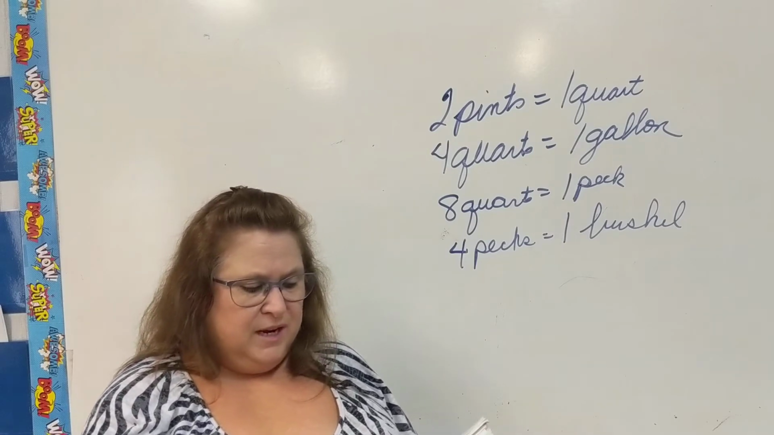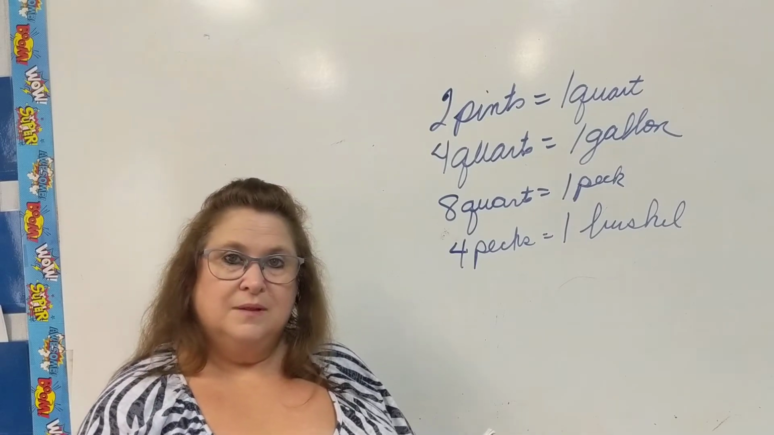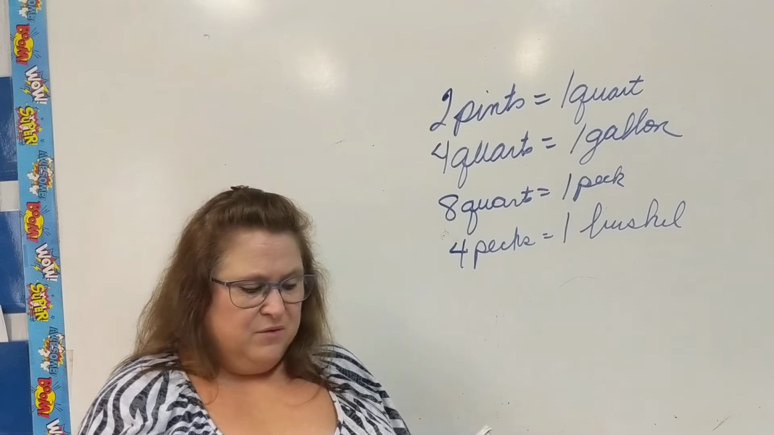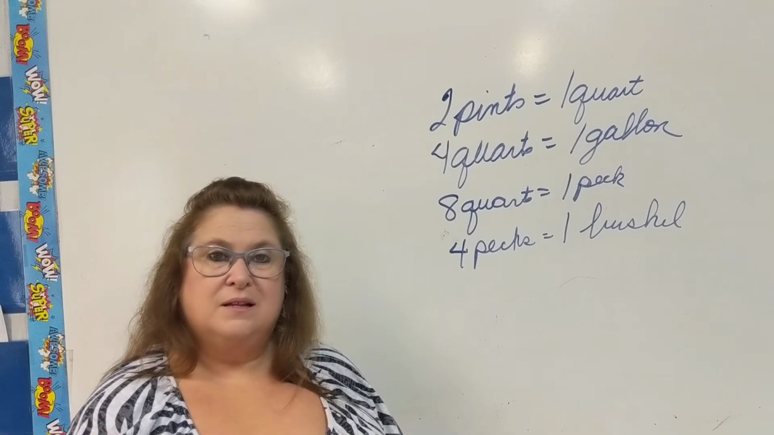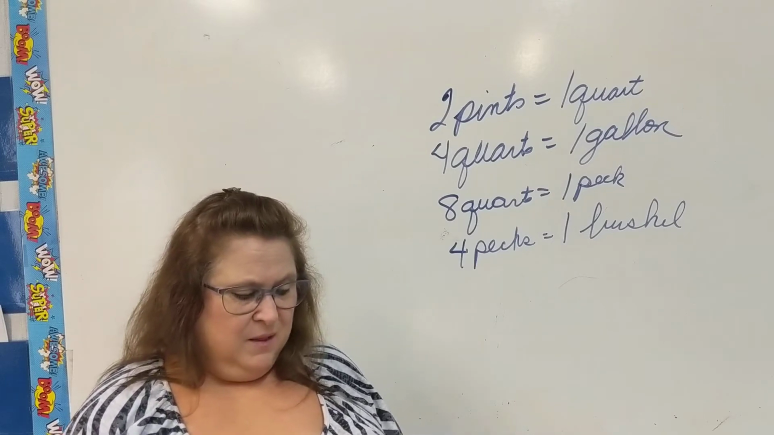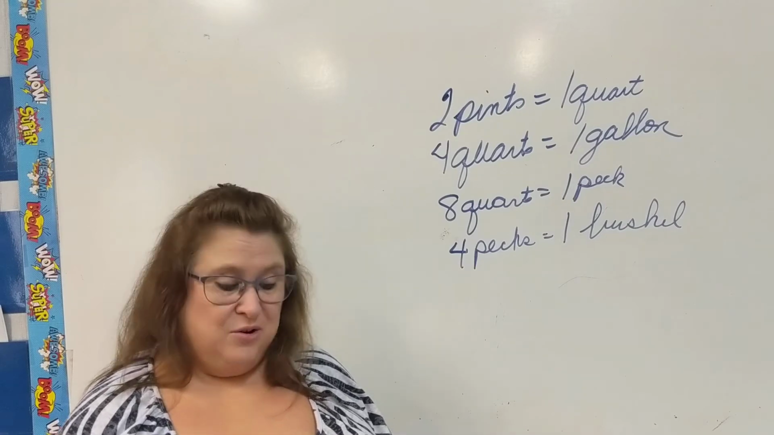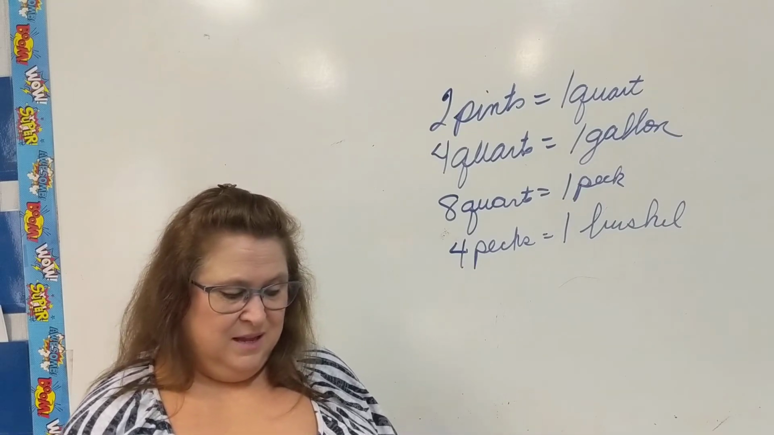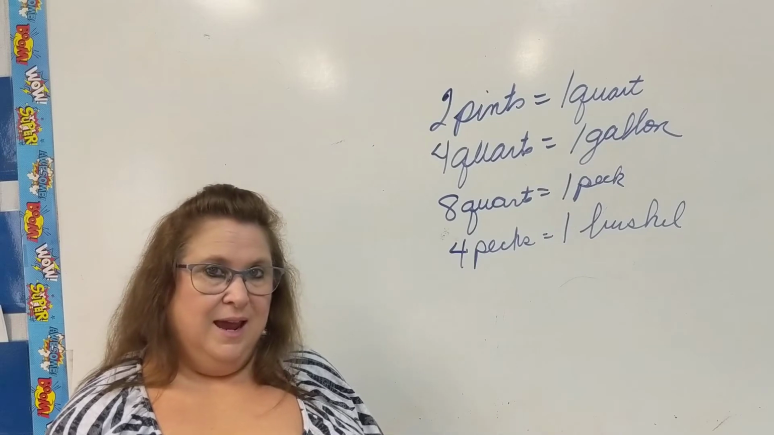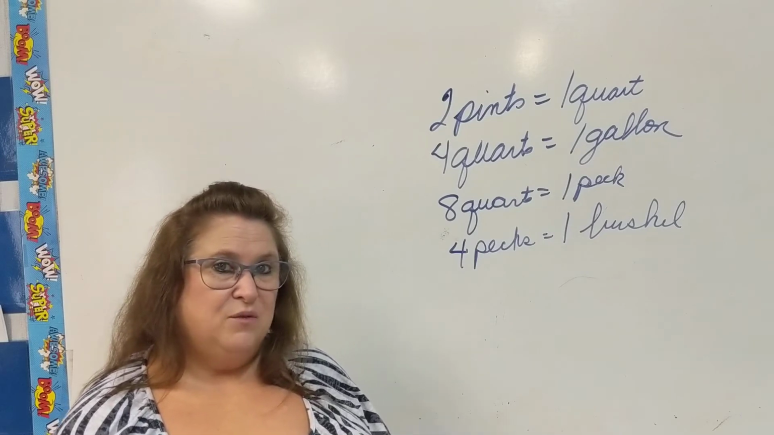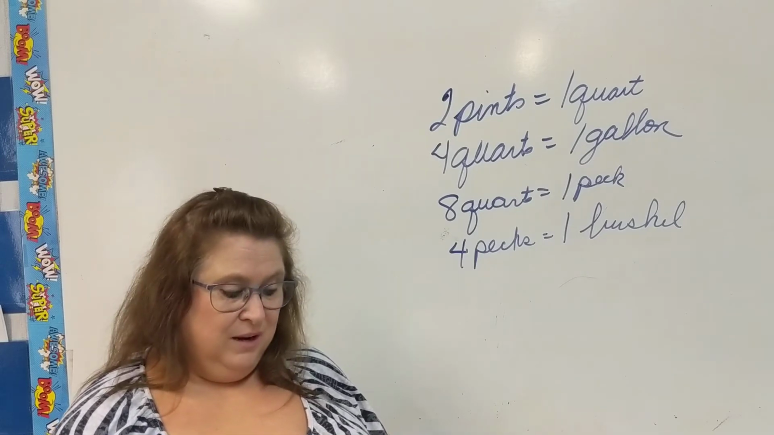The abbreviation for liter is L. Very good. The abbreviation for meter is M. Great job. The abbreviation for hectoliter. Y'all see it there? H, capital L. The H for hecto and the L for liter.